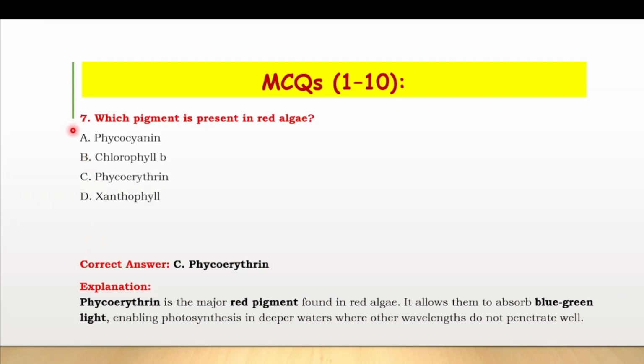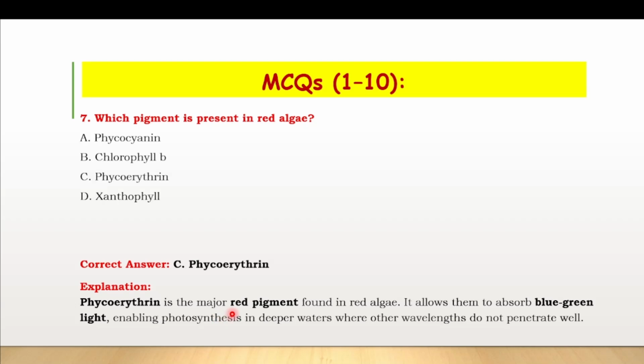Question 7. Which pigment is present in red algae? A. Phycocyanin. B. Chlorophyll B. C. Phycoerythrin. D. Xanthophyll. Correct answer is C. Phycoerythrin.